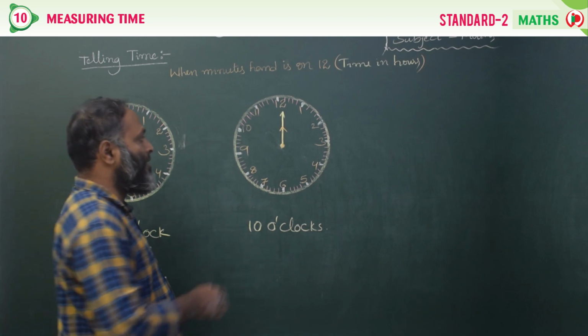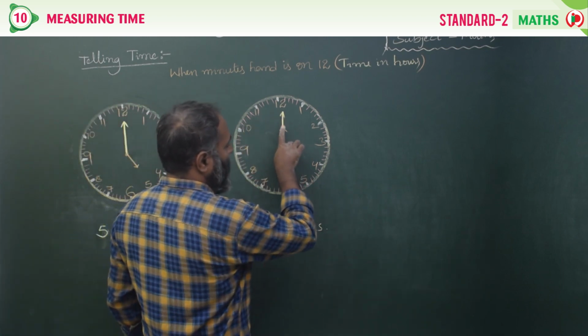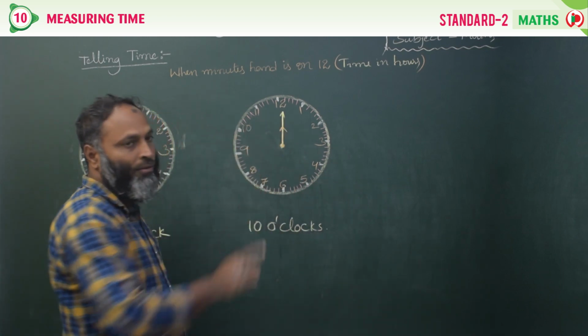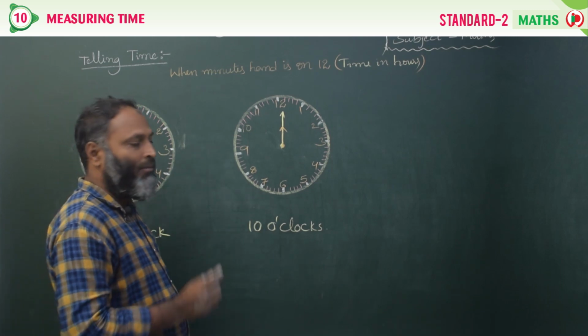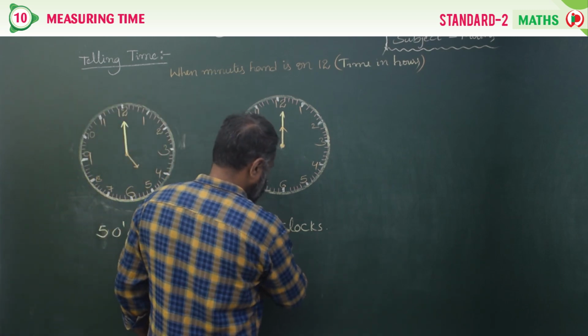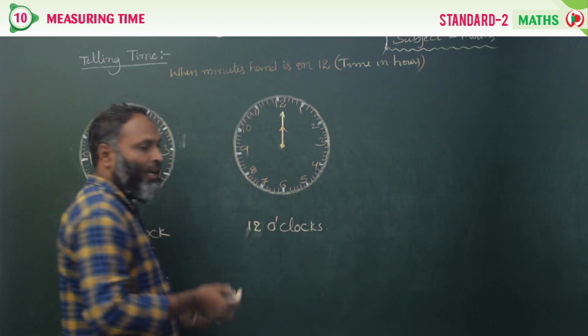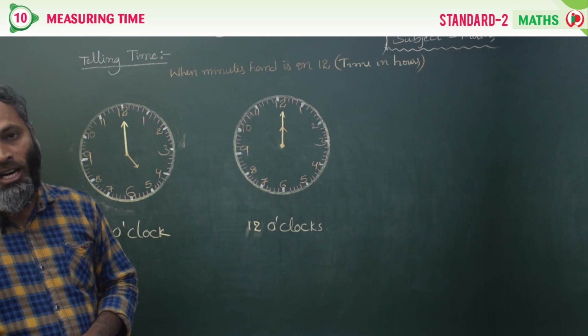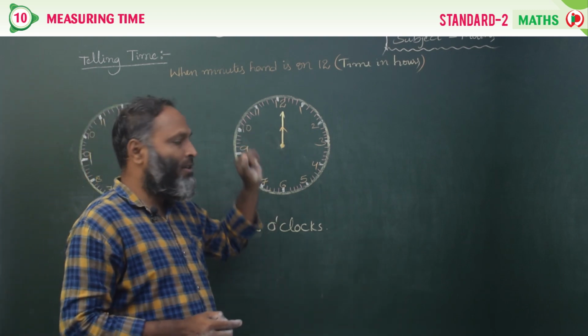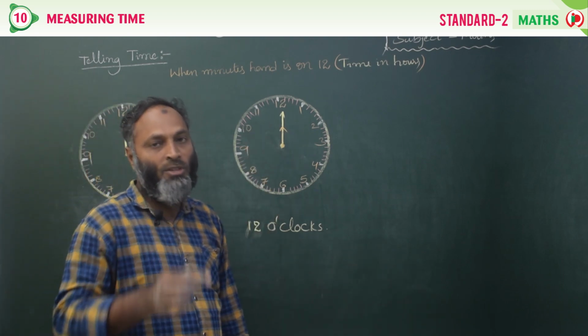Now here also, if the small hand and the big hand are both at 12, then how do we write the time? That is 12 o'clock. If the minute hand and the hours hand are both on 12, then the time is 12 o'clock.